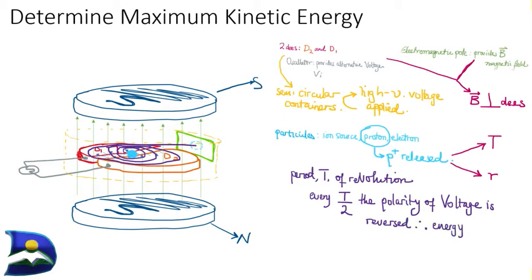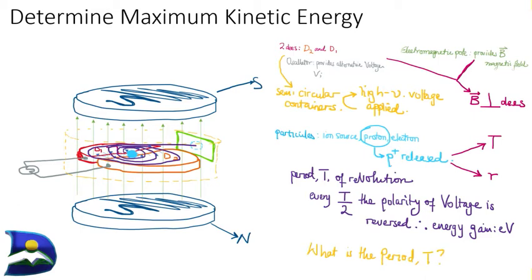So as we go half a period, the polarity of the voltage is reversed, which means that we're going to go from D2 to D1. It means that you need half a period to go from D2 to D1. Therefore, there is a gain in energy going from D2 to D1 for every half a period. That is one thing you should remember.